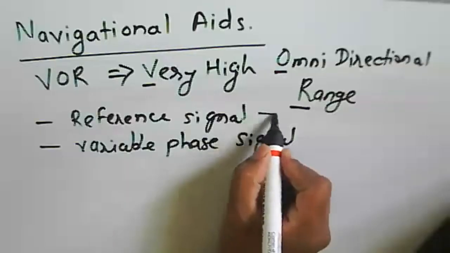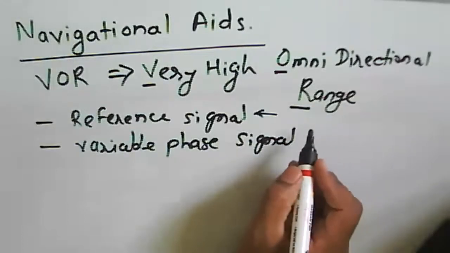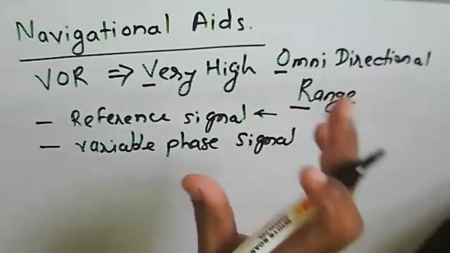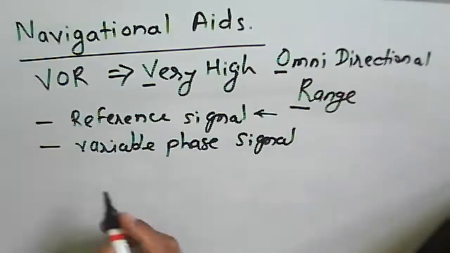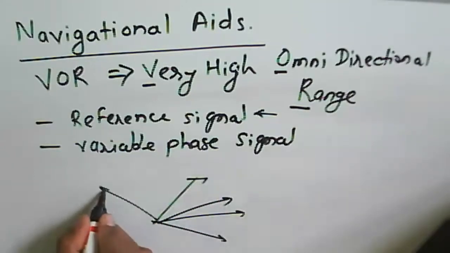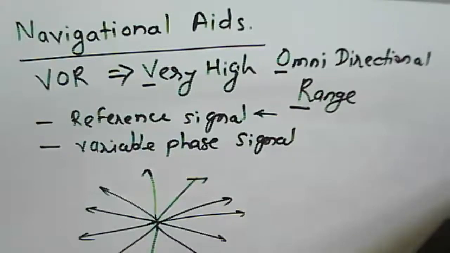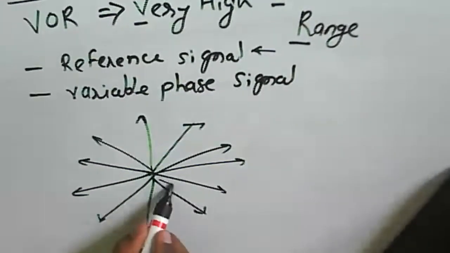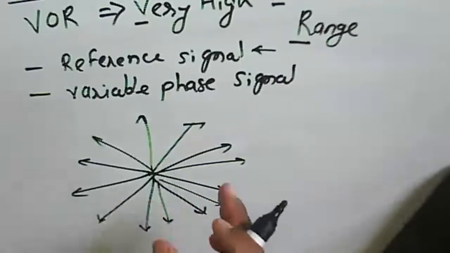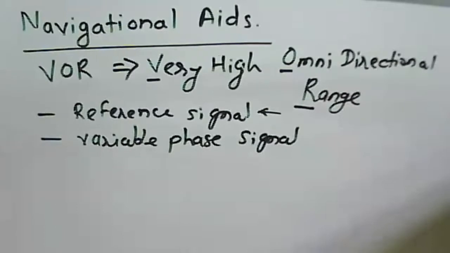So this one is fixed, a continuous omnidirectional signal that is constant in all directions. That's why it's called omnidirectional. Omnidirectional means it transmits the signal in all directions. But we say that this is in one plane. So we have transmission of the signal in all directions, that's why it is omnidirectional, in one plane.